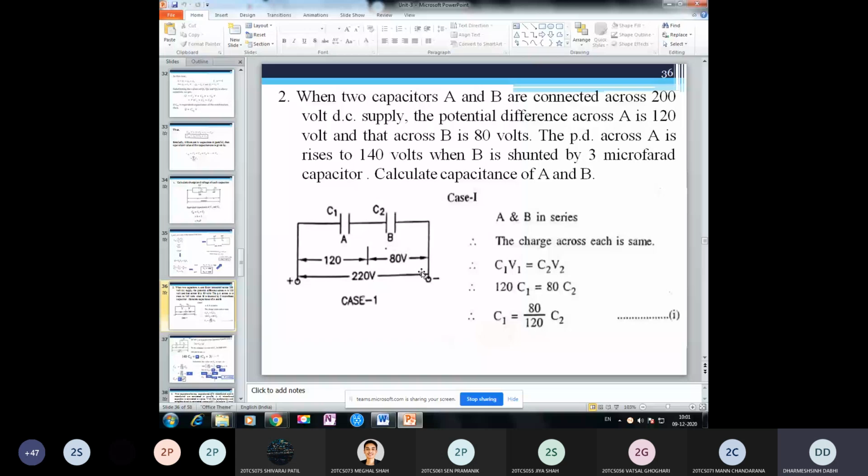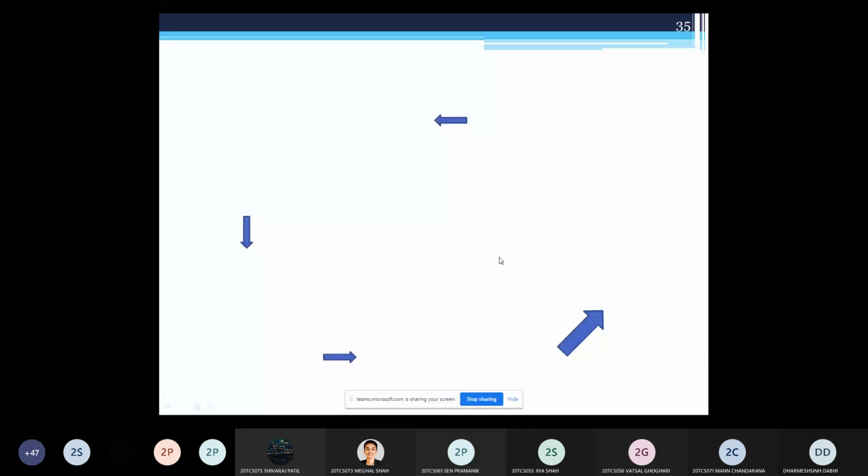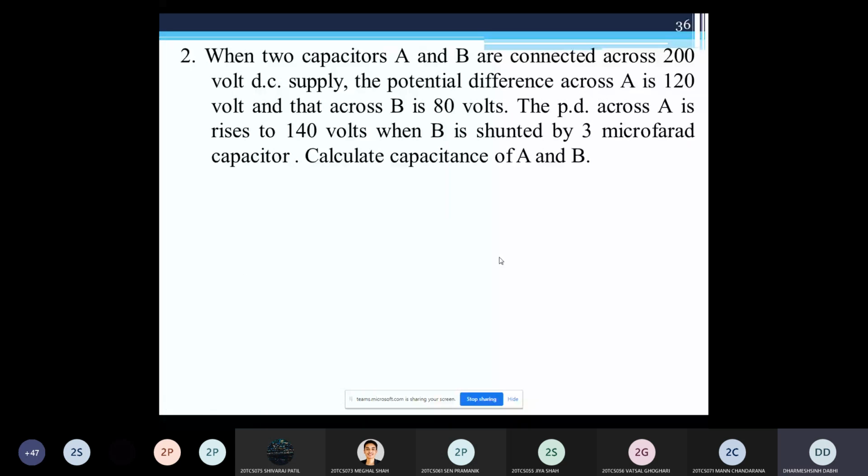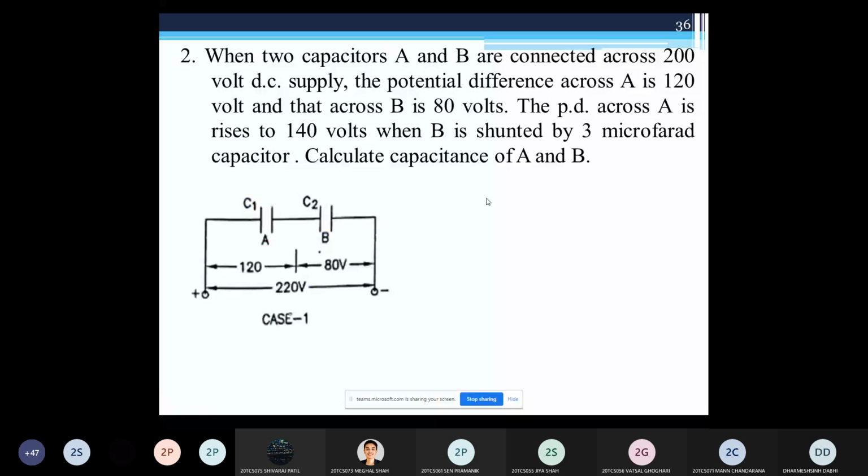Okay. So write down the second example. When two capacitors A and B are connected across a 200 volt DC supply, the potential difference across A is 120 volt and across B is 80 volt. The potential difference across A rises to 140 volts when B is shunted by a 3 microfarad capacitor. So calculate the capacitance of A and B. This is the circuit diagram of example number 2.